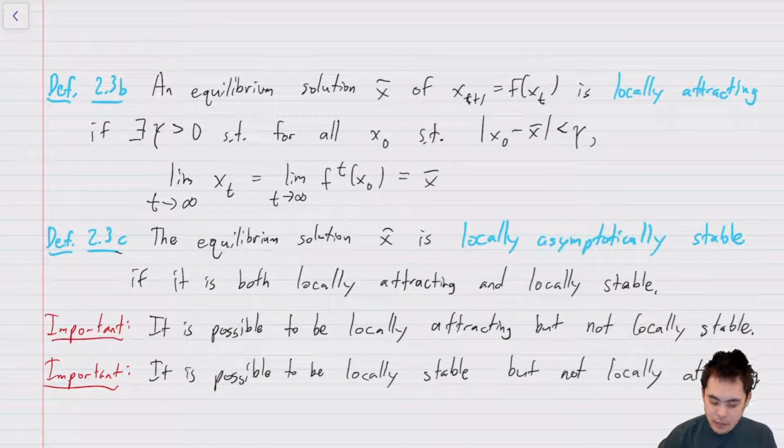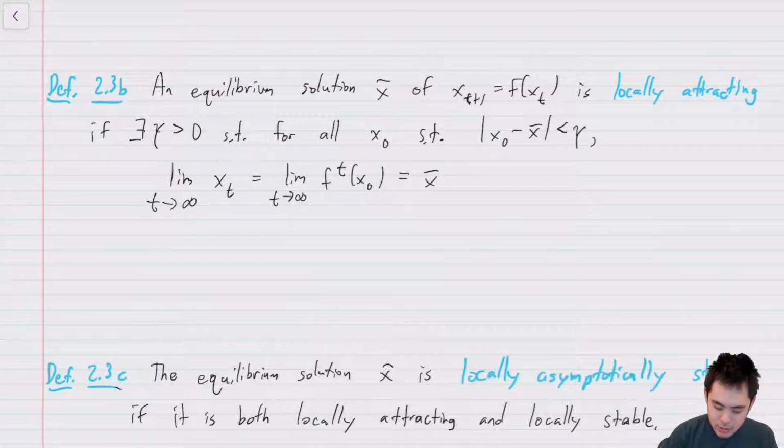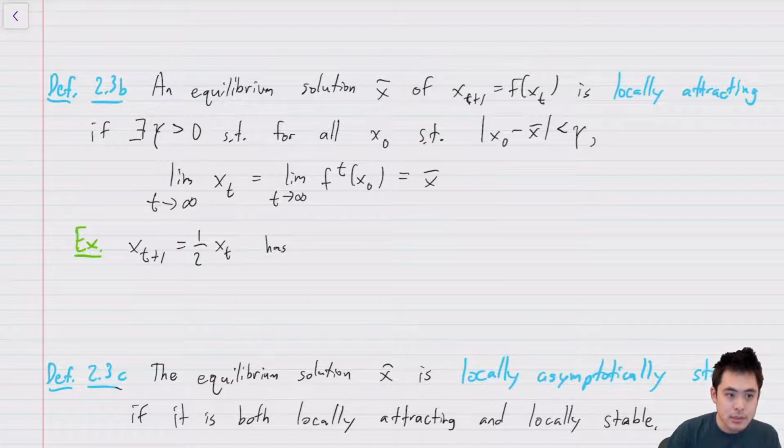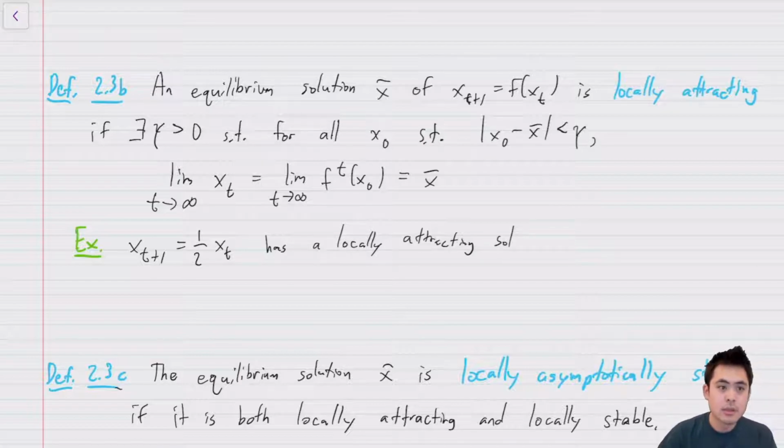And let's see an easy example of this. Well, we already saw one of these examples, right? So x sub t plus 1 is equal to 1/2 x sub t has a locally attracting solution x bar is equal to 0.